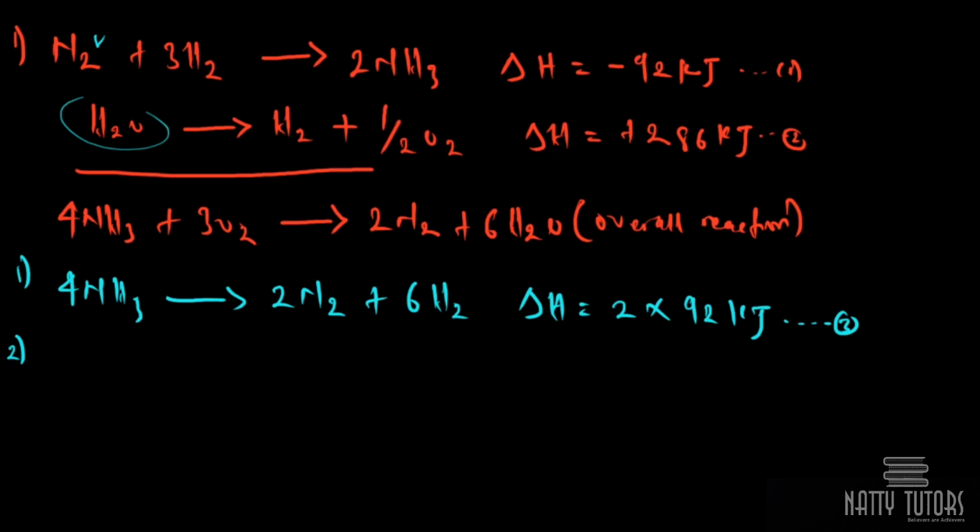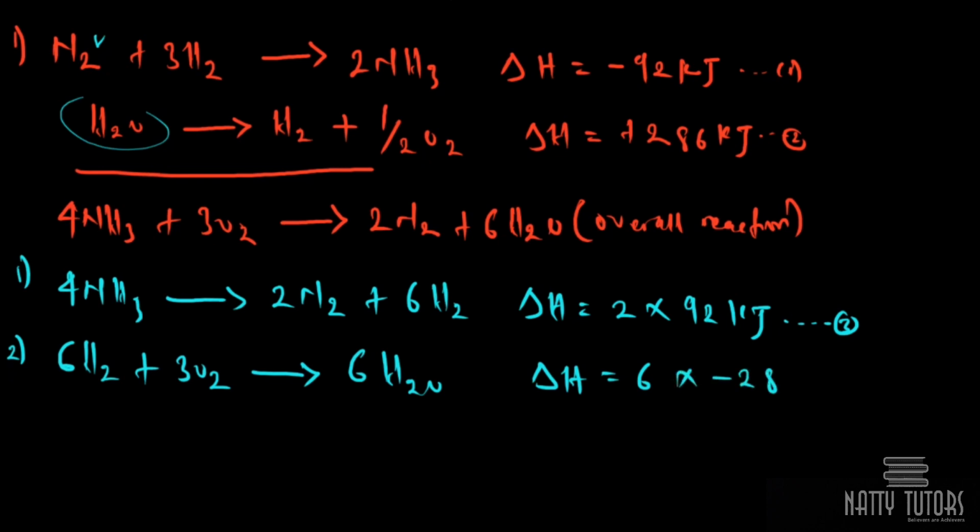So when multiplying by 6 and also reversing it, it becomes 6H2 plus 3 O2, then 6 molecules of water. Then our change in enthalpy becomes what? 6 times minus 286 kilojoules. I said it also affects it.